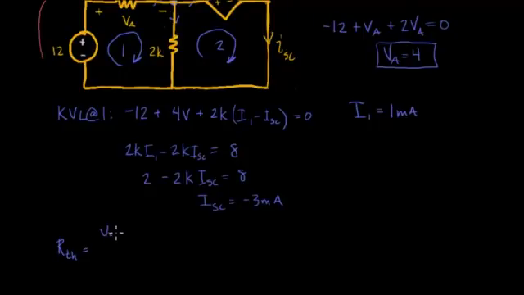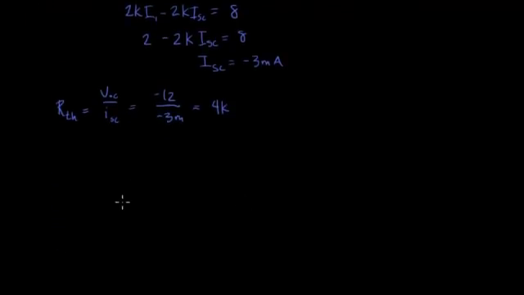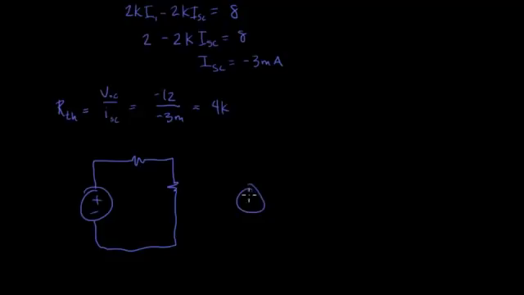R Thevenin equals VOC over ISC, which equals negative 12 over negative 3m. Okay, and that then equals 4K for the resistance. And so now we're free to draw Thevenin or Norton, because look, we have ISC and we have R Thevenin. So we could draw it like this, or we could draw it like this.